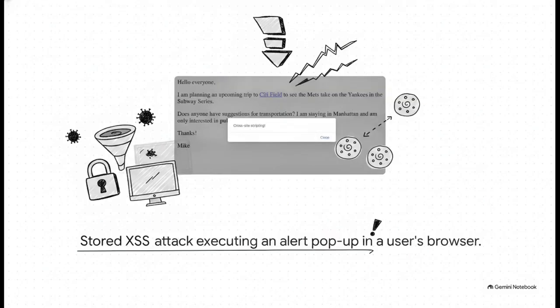Take a look at what a stored XSS attack actually looks like in practice. Here, malicious code was permanently saved on a message board. When an unsuspecting user views the post, their browser just automatically executes the code, creating this alert pop-up.